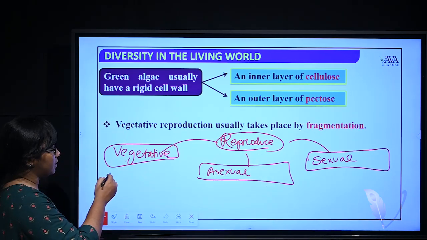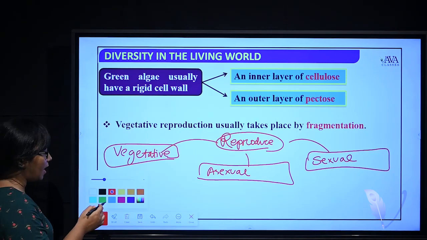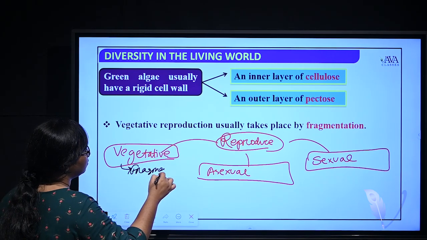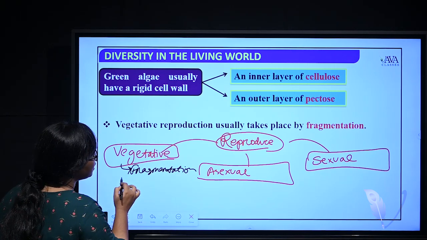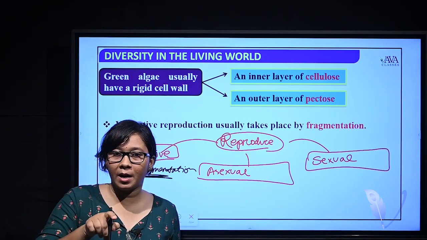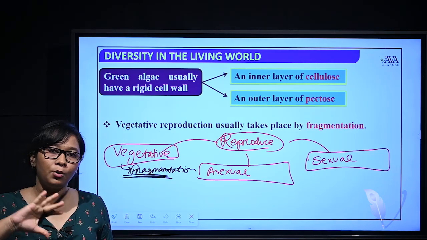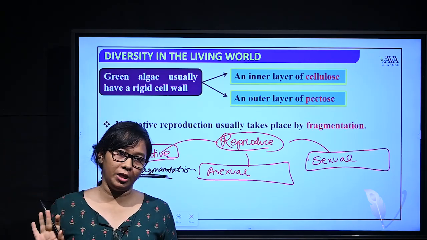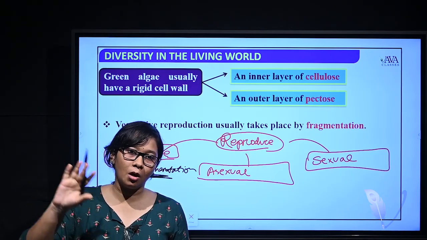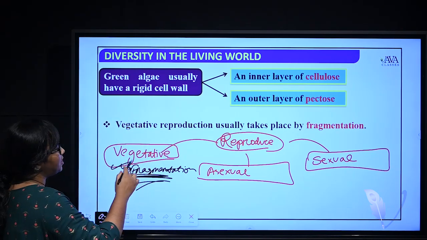The vegetative process is generally done by fragmentation. As you can see here, a word is present, fragment. From one fragment, they have the potential to completely produce the complete plant body. So, that is called the fragmentation process. It is a vegetative process.